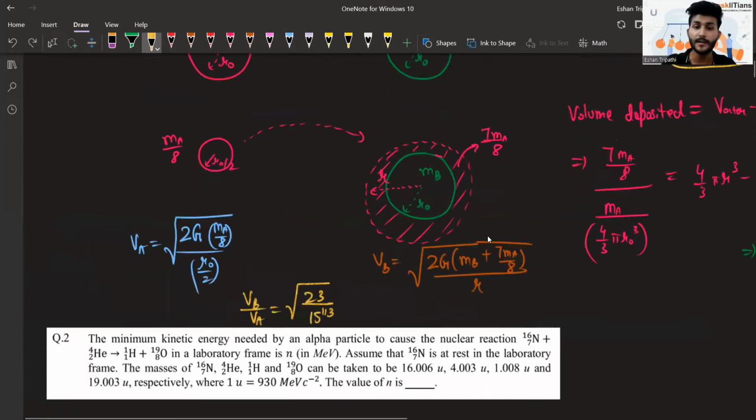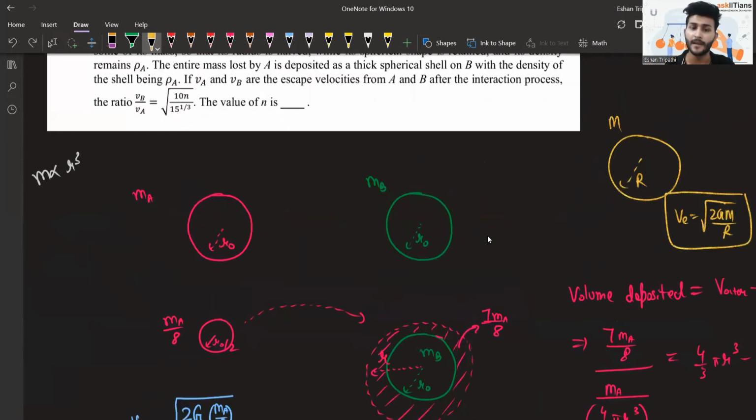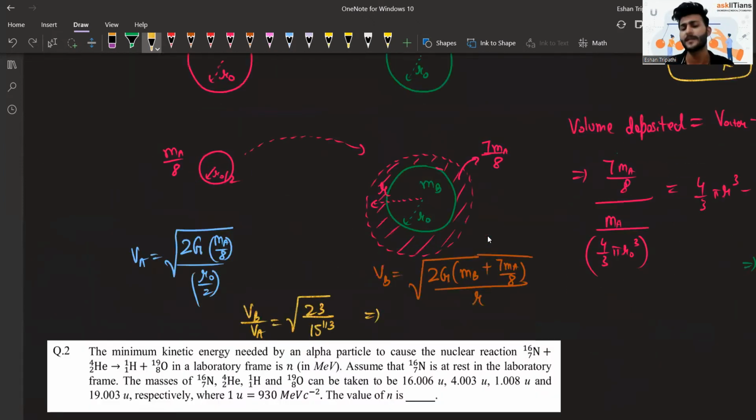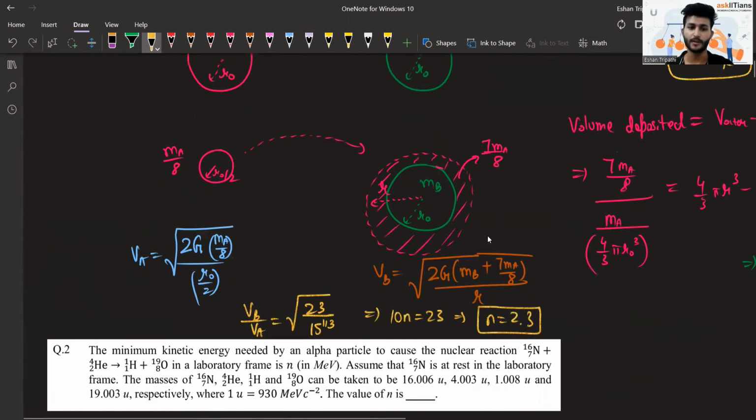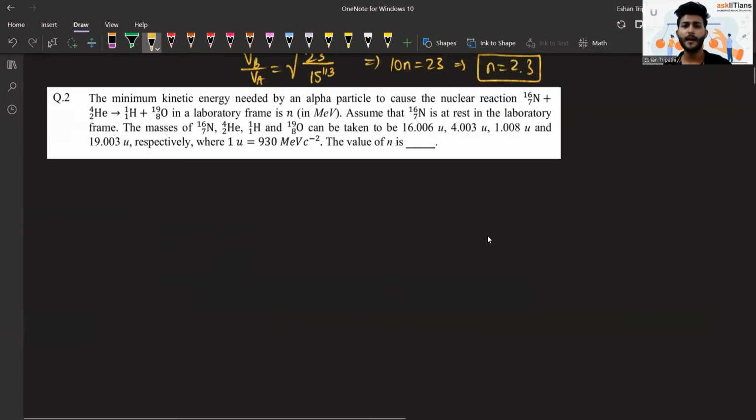Now, what was the question? That this thing is equal to root 10n by this. So it comes out 10n is 23. So from this, as I said, 10n is 23, so n comes out to be 2.3. Okay. So that is how we get this first question. Moving to the second question.